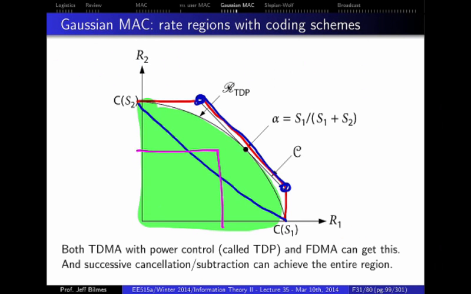Okay. So, any questions about this? So, what's the resolution for the FDMA case? Is it like TDMA? Sorry, say again? The resolution for the FDMA case. So it says down at the bottom. Basically, the TDMA with power control can get this green region, and the FDMA can get this as well. But the successive cancellation subtraction can get the entire region. So the FDMA can get the same thing as the green region.